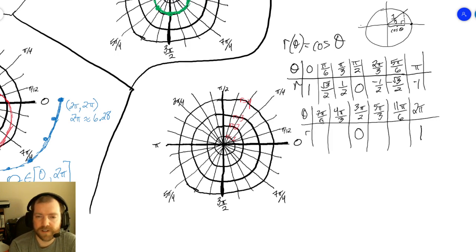7 pi over 6 is going to be, again, negative and large. So this is our negative root 3 over 2. -1/2 for 4 pi over 3. And 0 at 3 pi over 2. This is now positive at 5 pi over 3, and it is also small, so that is 1/2. And 11 pi over 6 is going to be square root of 3 over 2, followed by 2 pi matches with 1.